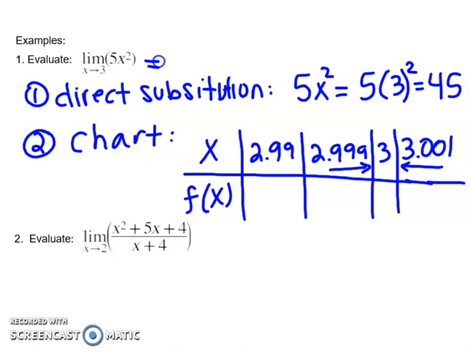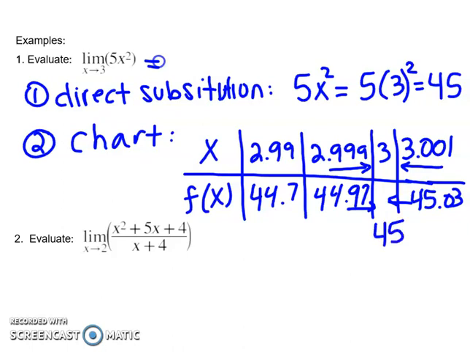So if you plug in 2.99 into your function, that 5x squared, you should end up with 44.7. If you plug in 2.999, you get 44.97. Coming from the other direction, if you plug in 3.001, you get 45.03. And so as you can see, what we're doing is seeing what we are getting closer to but not touching, and that would again be that 45 that we already saw by direct substitution.